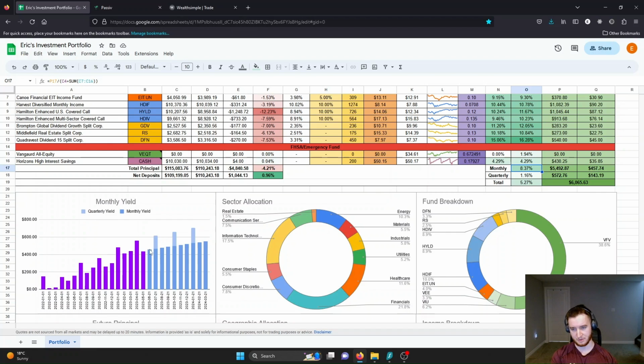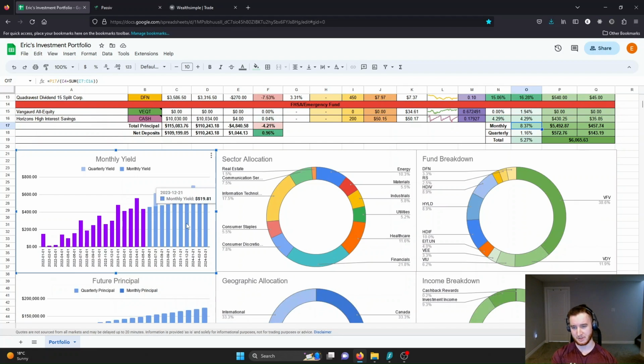What is it going to look like in the future? So, yeah, by the end of 2023, I should be getting close to the mid five, beginning of the $500 on the monthly. So that's going to be nice. Well over 600 by the beginning of 2024.